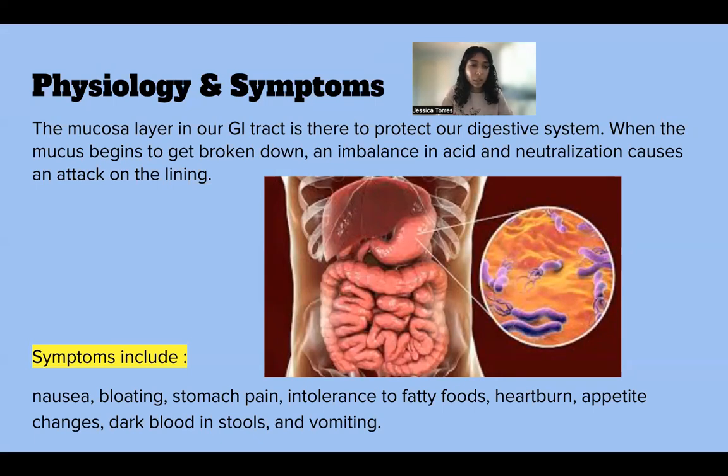Non-steroidal anti-inflammatory drugs are known to be weak acids, and they allow for cellular permeability. So with the bacterium present and the cellular permeability, the infection happens at a much faster rate, and the cells of the mucosal layer begin to get broken down. Symptoms of this include nausea, bloating, stomach pain, intolerance to fatty foods and spicy foods, heartburn, appetite changes, dark blood in stools due to a bleeding ulcer, and vomiting.